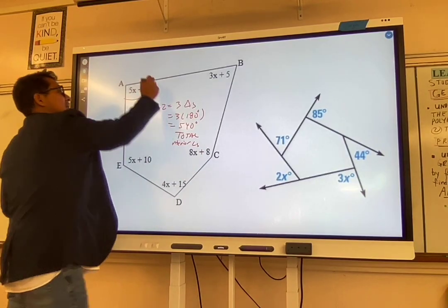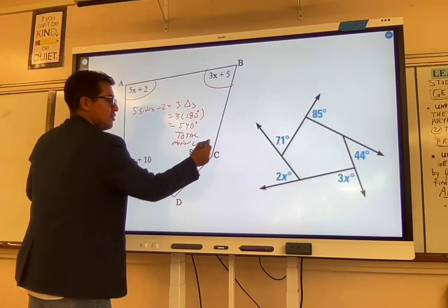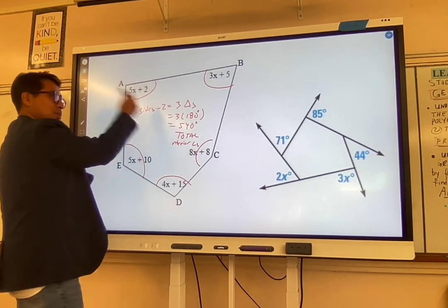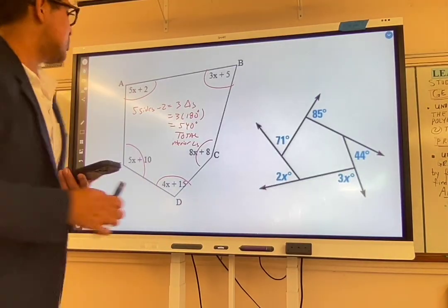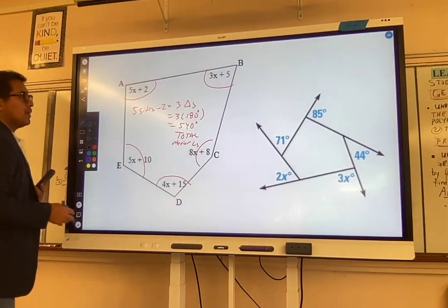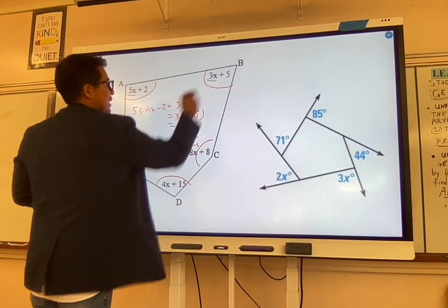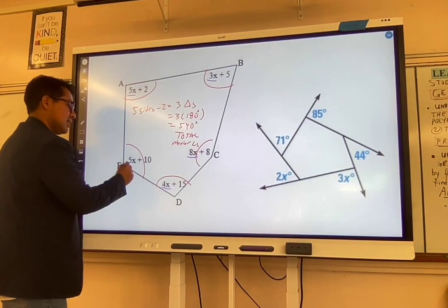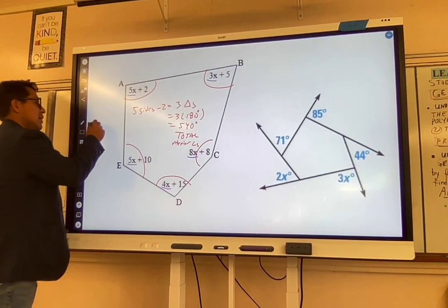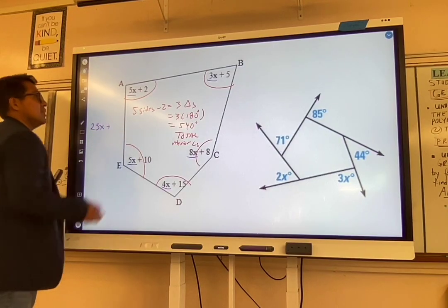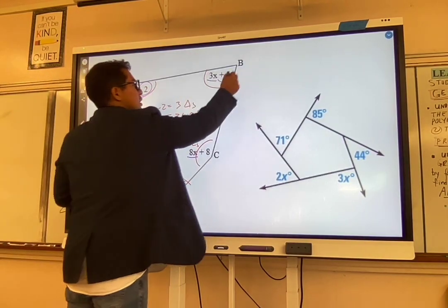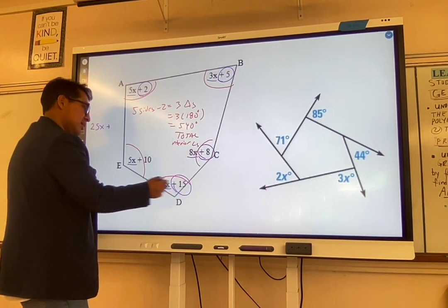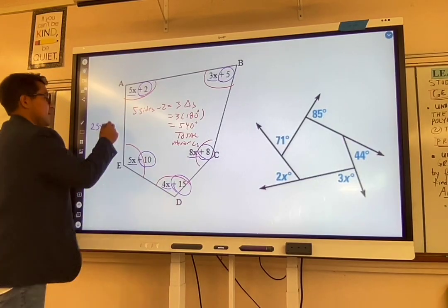So that means if I add this, plus 3x plus 5, plus 8x plus 8, plus 4x plus 15, plus 5x plus 10, if I add that all up, I should be getting 540. So what we should be doing at this point is, let me switch up the colors here to purple. If I add all the x's together, 5x plus 3x is 8x, plus another 8x is 16x, plus a 4x is 20x, and plus 5x is 25x. So I'm going to start writing 25x plus, now let's think of the numbers. 2 plus 5 is 7, 7 plus 8 is 15, 15 plus another 15 is 30, and 30 plus an extra 10 is 40. Okay?